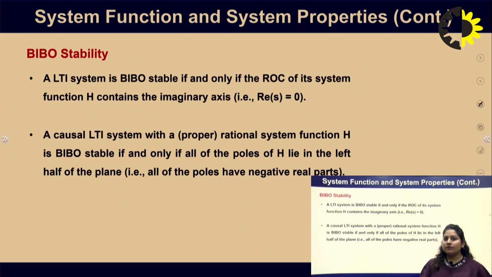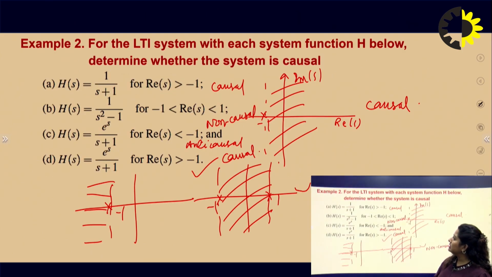So, we check for the stability also in the case of the previous question. In the first case, this is stable because it includes the j omega axis. Second case, it is non-causal but it is stable. The third case, it is anti-causal and unstable. And the fourth case, it is causal and stable because it includes the j omega axis.